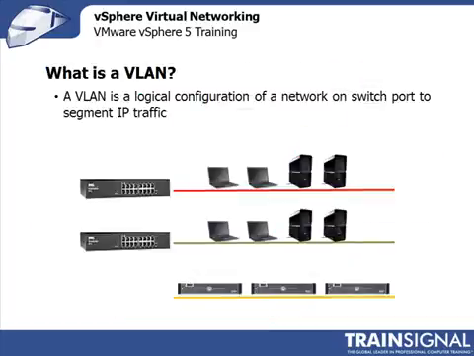All right, so now let's shift our attention a little bit and talk about VLANs. So what's a VLAN? In a very brief definition, a VLAN is a logical configuration of a network on switch ports to segment IP traffic. What this basically means is, without VLANs, all the physical ports on a physical switch end up being part of the same subnet or part of the same network. So without VLANs, there's no way to carve up those ports to say, I want this specific port to connect to this network while that specific port connects to that network.